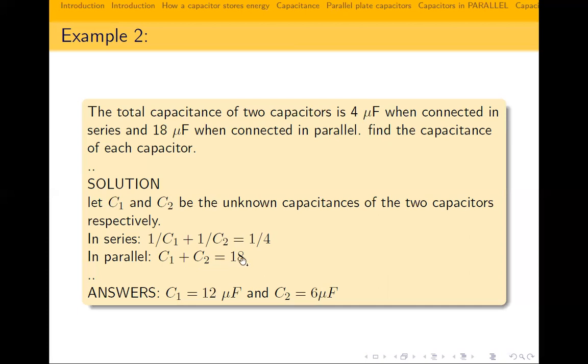So this one is more straightforward. If you did simultaneous equations in Form 2, this should be a glass of water for you. This is basically simultaneous equations, and you solve it the normal way, and you'll get your two answers, C1 as 12 microfarads and C2 as 6 microfarads. So again, I will encourage you to try this and confirm your answers.